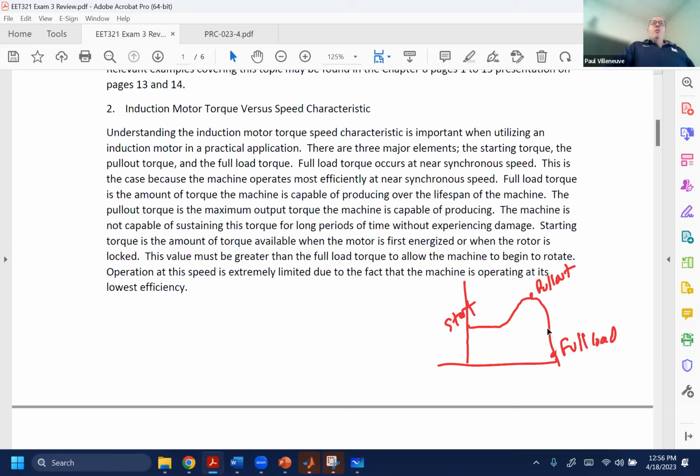So for those of you who are going to design systems, if your motor is running at lower than synchronous speed when you energize it, you should stop it and try to figure out what's going on. You've got a problem. Something could be binding.